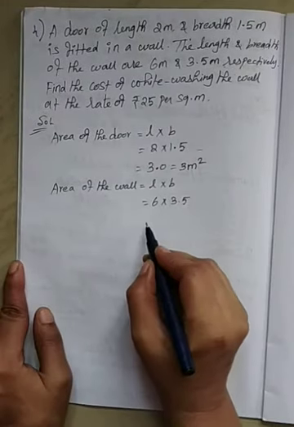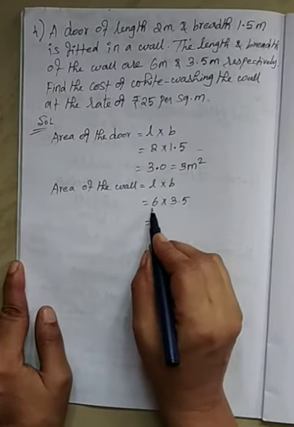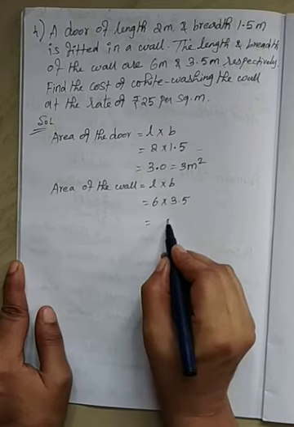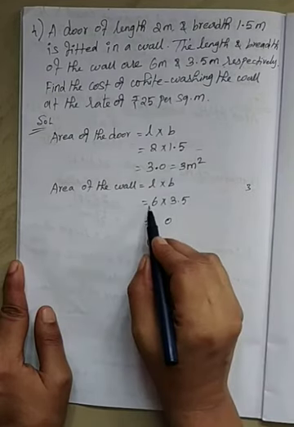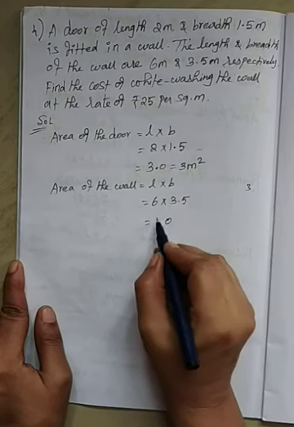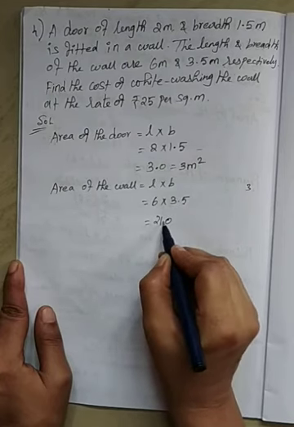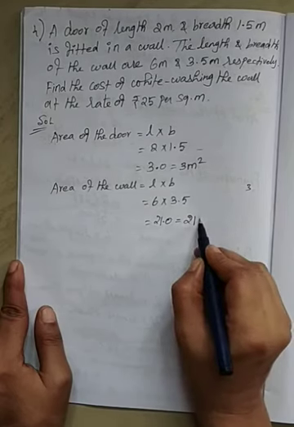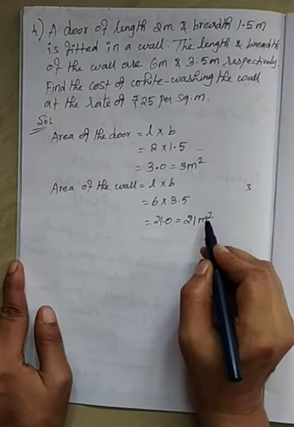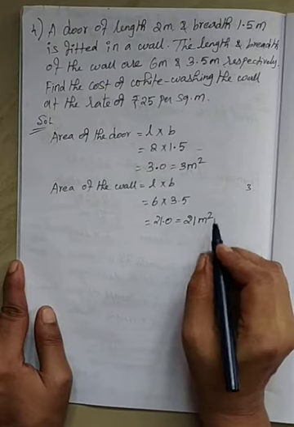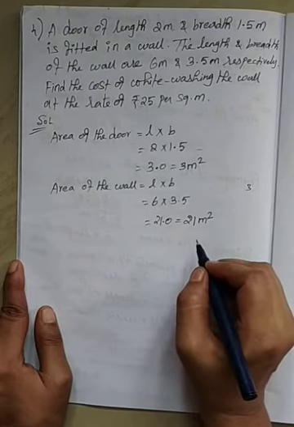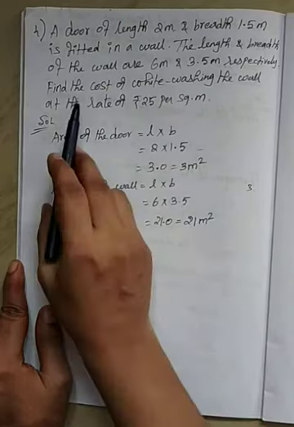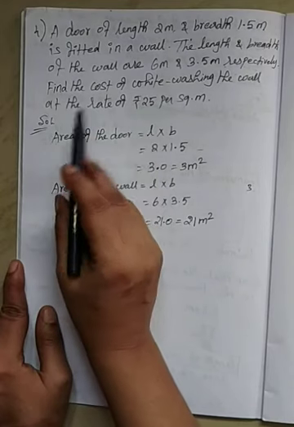Okay, now multiplying in that one, what will you get? 6 5s are 30, remainder 3, 6 3s are 18, 18 plus 3 is 21, 0.5 is there, so 21.0, you can write 21. Both are meter, so we have to put meter square. Clear? Now what do you need? You need the cost of whitewashing the wall.